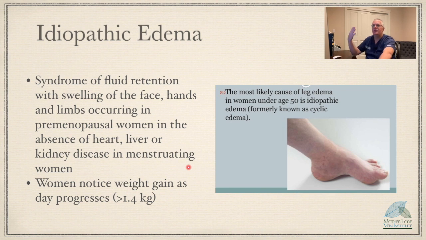Idiopathic edema is idiopathic, so by definition we don't really know what causes it, but it's associated with fluid in the face and the hands and the limbs. It's in women, and it's always in women, and it occurs in premenopausal women. So premenopausal women that have swelling, in the absence of any heart, lung, liver, kidney problems, then that would probably be what we call idiopathic edema.